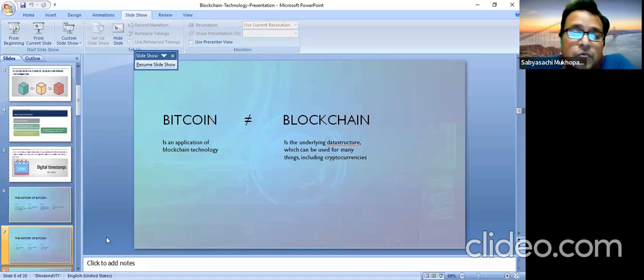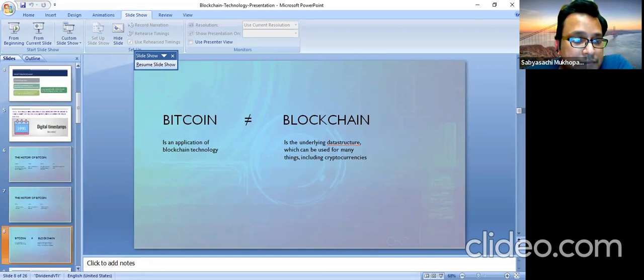Now, one thing which we have to understand very clearly is that Bitcoin is not equal to blockchain. Bitcoin is after all an application of the blockchain technology, whereas blockchain is basically an underlying data structure which can be used for many things, including cryptocurrencies. So we have to be very clear that blockchain has several applications depending upon the different domains. But one of those applications is Bitcoin.